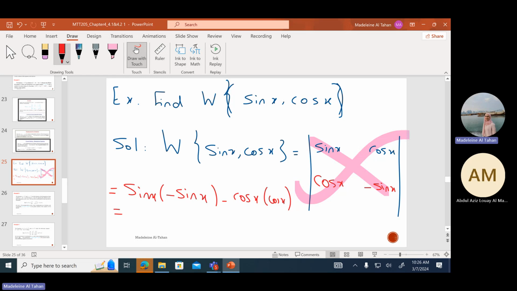Minus sine square x. We can take the minus in common. Sine square x plus sine square x is what? 1 multiplied by negative. It's -1. Is it 0, miss? What can we say about it? Linearly dependent or independent? Linearly independent.